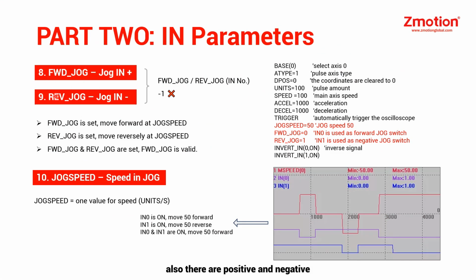Jogging input. There are also positive and negative. When forward jog IN inputs, the corresponding axis moves forward at the jog speed. When reverse jog IN inputs, the corresponding axis moves reversely at the jog speed. If both inputs are valid, it moves forward. This is the jogging speed setting command. See the example and captured waveform.